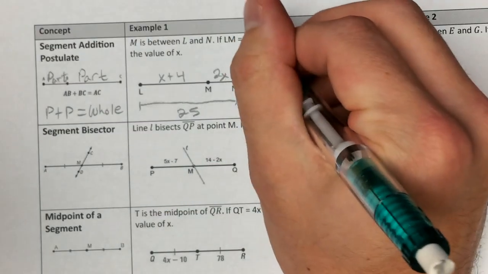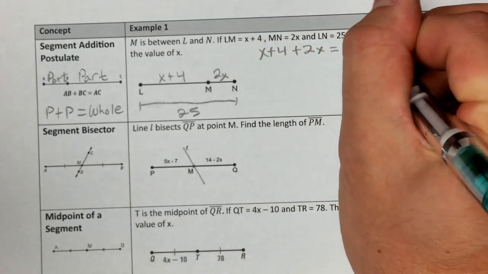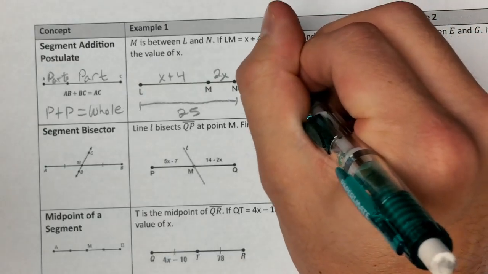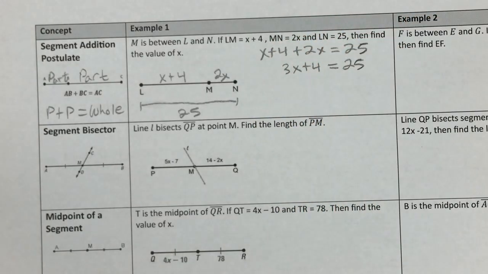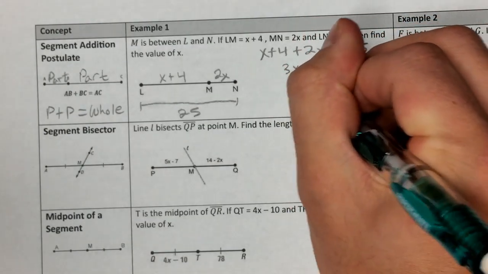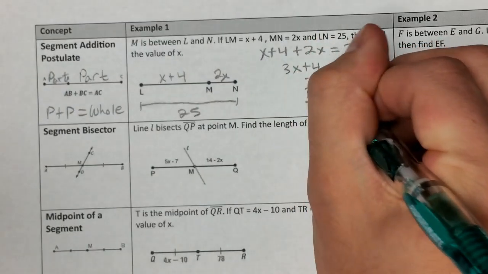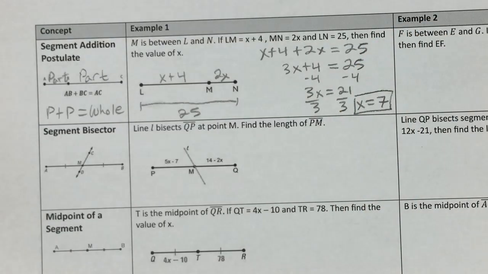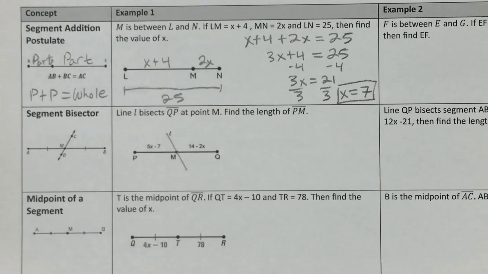So let's set that up. X plus 4 plus 2x is equal to 25. Now let's solve for x. X and 2x combine to make 3x. I leave the plus 4. Then I want to move the 4 to the other side by subtracting. And I'll get 3x is equal to 21. And then my last step is to divide by 3. So I'll get x is equal to 7. Okay, big thing. Part plus part equals whole, but our parts are not congruent to each other on this.